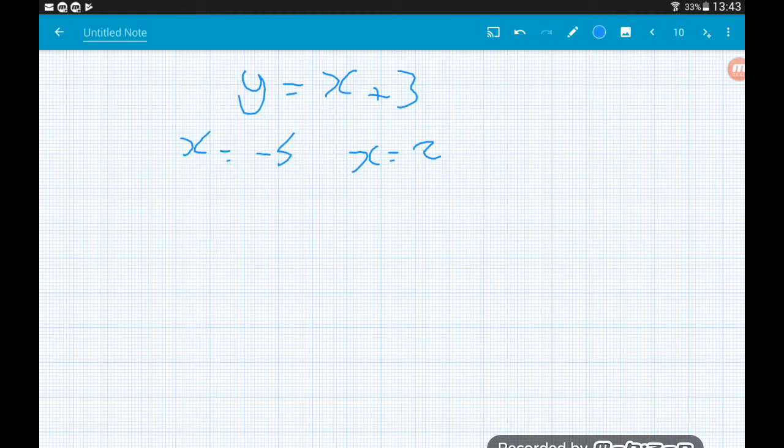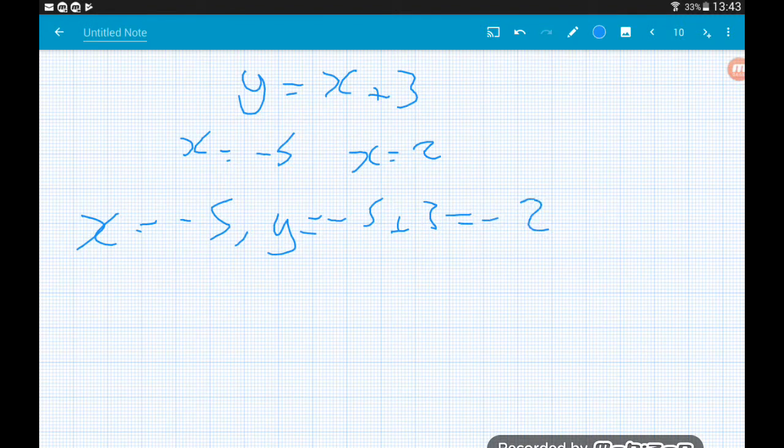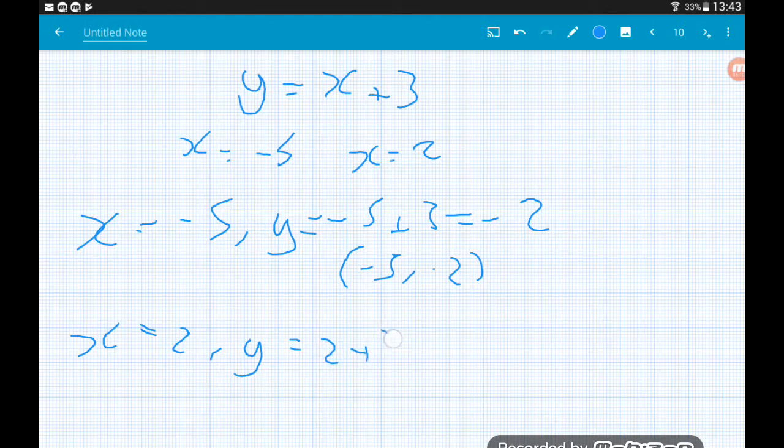So, when x is minus 5, y will equal minus 5 plus 3, which is going to give us minus 2. So our coordinate solution there will be (minus 5, minus 2). And when x is equal to 2, y will equal 2 plus 3, which will be 5. So our coordinate solution there then will be (2, 5).